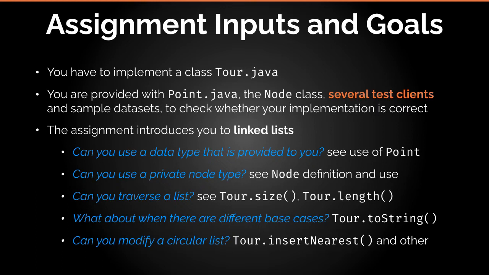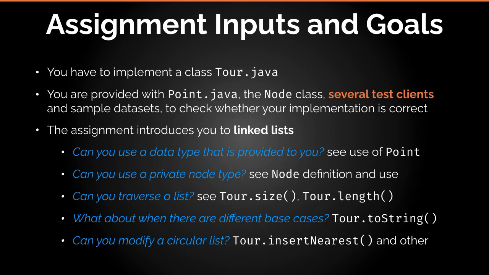Can you traverse a list? That's the point of tour.size and tour.length: just having an existing list and going from the beginning to the end. And what about when there are different base cases? tour.toString can be a little bit different depending on how you implement it. And finally, can you modify a circular list?